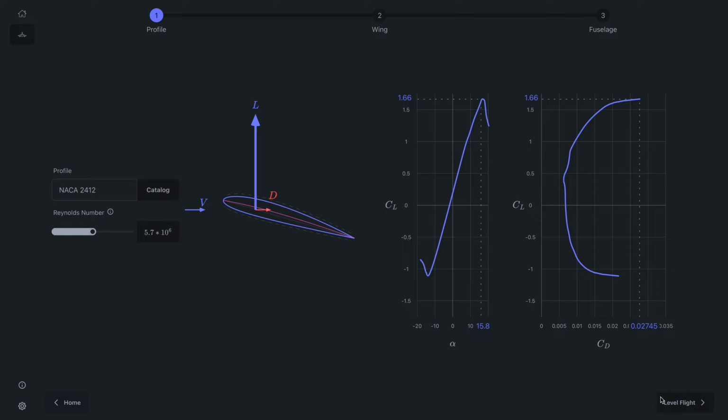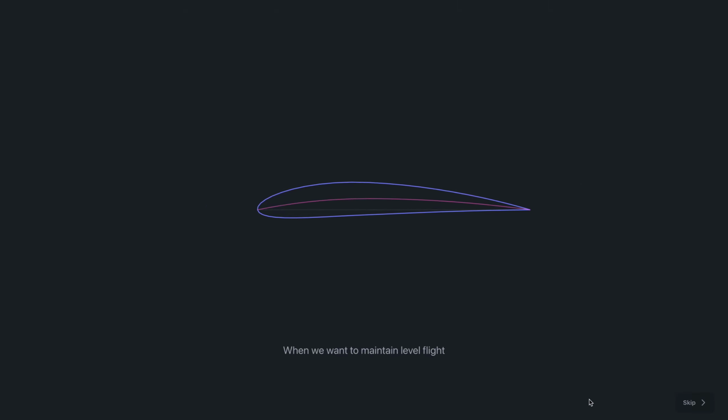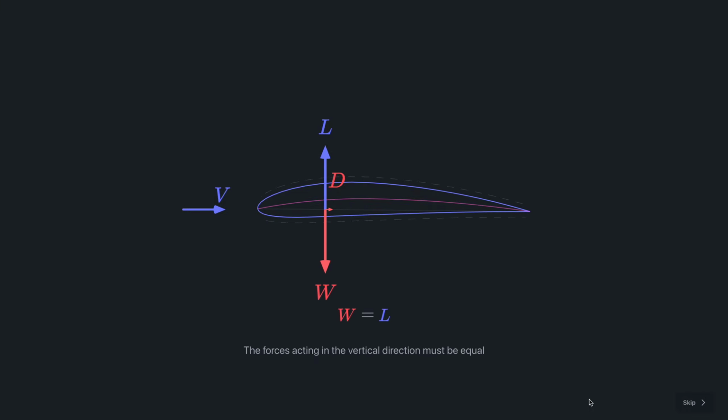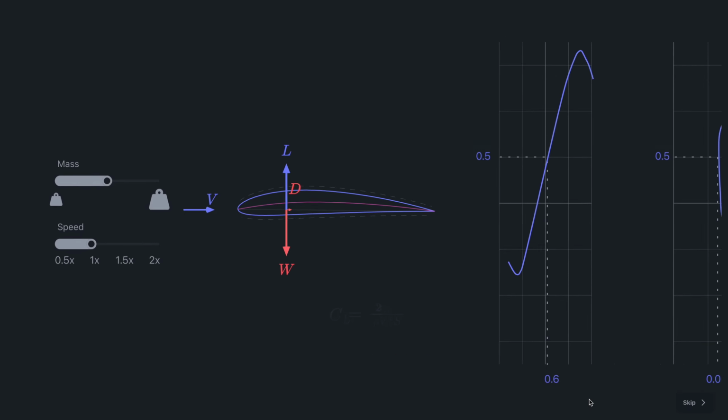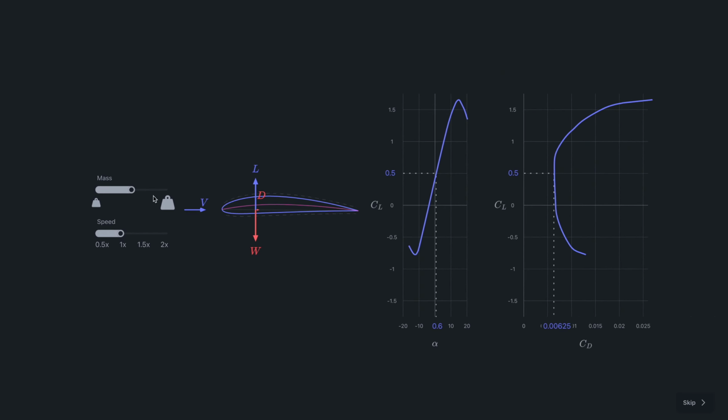Now, let's go back to the business. When we want to maintain level flight, the forces acting in the vertical direction must be equal. This means in order not to fall down, we need to keep a specific coefficient of lift equal to 2 times the weight divided by the density of air times velocity squared times wing surface area. Here we can see that making the plane heavier or lowering the speed will require a steeper angle of attack.